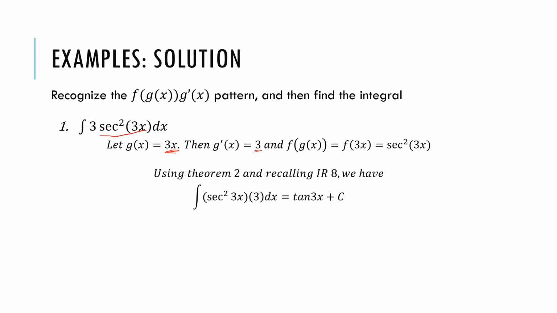So, ito yung inside, guys. Kung alam niyo yung integration rule number 8 and theorem 2 natin, magiging, di ba, 3 secant squared 3x multiplied to 1/3, right? 1/3, 3 secant squared 3x multiplied to 3x multiplied to 1. But, syempre nakakalito to. Let's erase this part.